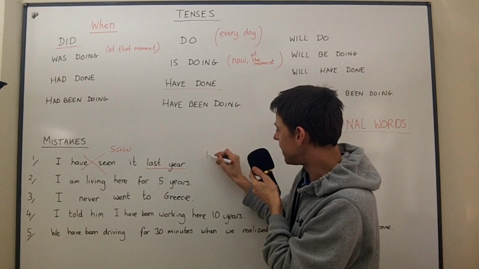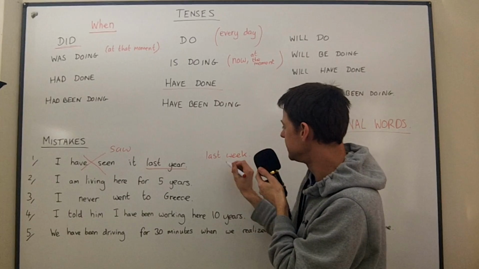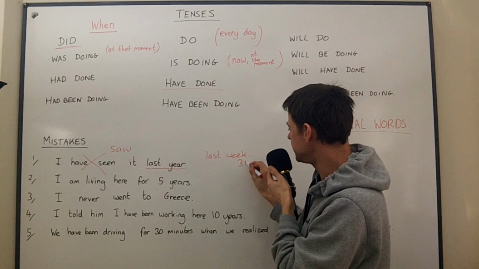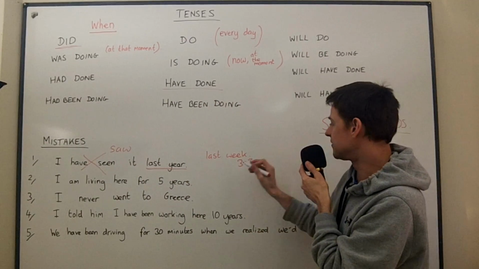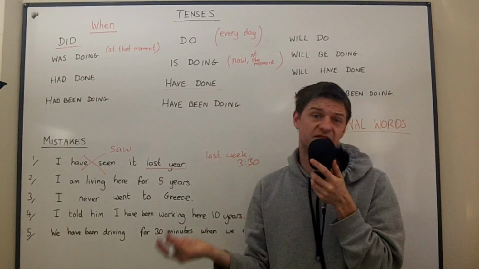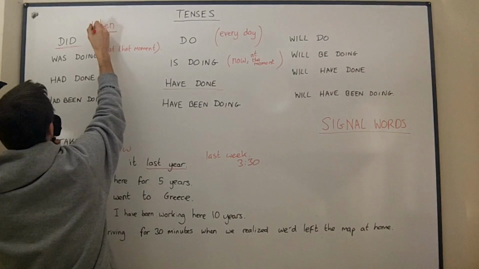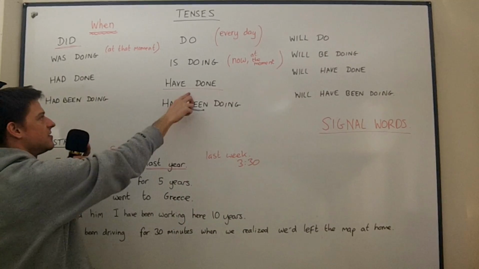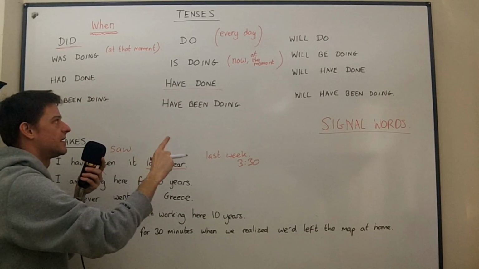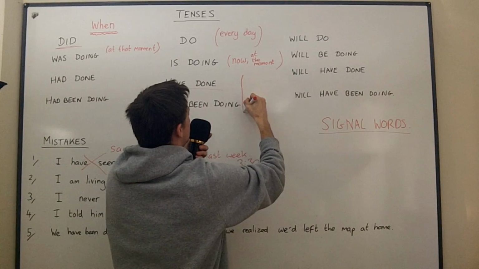Now the same goes for other expressions like last week. It's also past simple. 3:30, also past simple because we know when. Last September, last summer, all of these will be past simple, because past simple if we say when. Okay, never use present perfect if you say when. Use present perfect if you say how long.